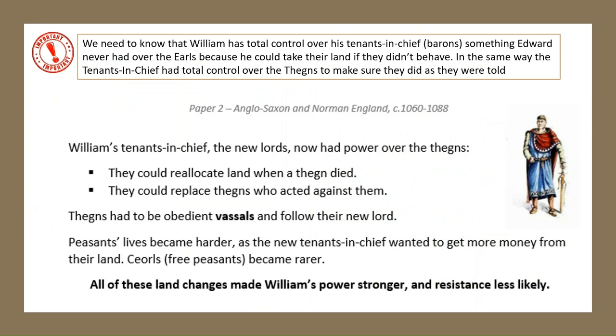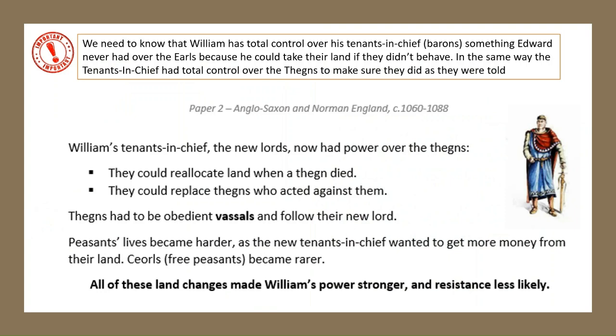Important, we need to know that William has total control over his tenants-in-chief, something Edward never really had, because he can take their land if they didn't behave. In the same way, the tenants-in-chief had total control over the thanes to make sure they did as they were told. William's tenants-in-chief, the new lords, now had power over the thanes. They could reallocate land when a thane died. They could replace thanes who acted against them.